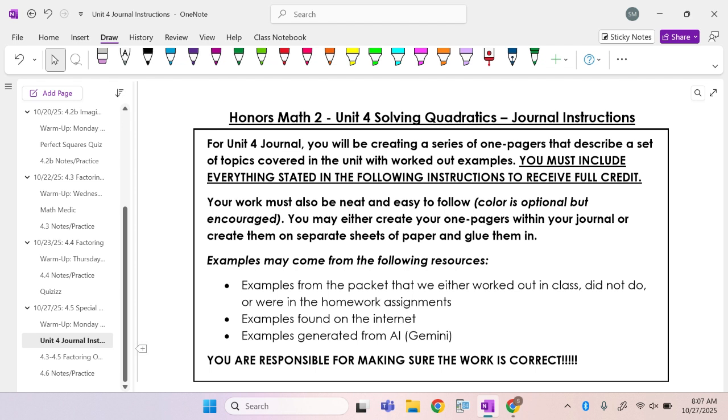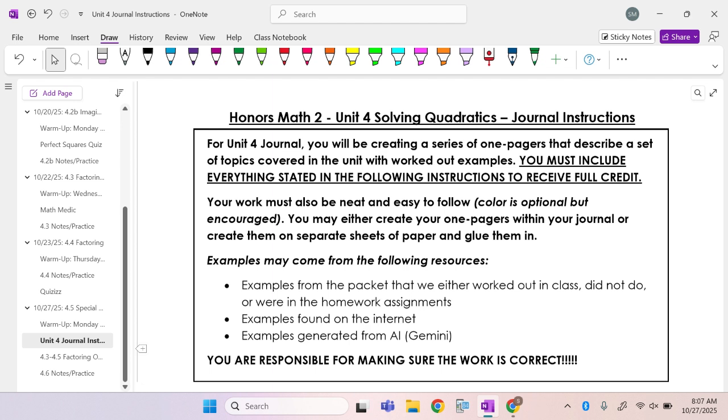What it says is that for this series of one-pagers, it covers the topics and will include steps and worked out examples. Now, here's the thing, guys. A lot of you with your last journal lost some credit because you didn't include everything. You must include everything on this paper in order to receive full credit. If you don't, I'm taking off points. It's right there, underlined, big letters, bold. You gotta include everything. You cannot skim.